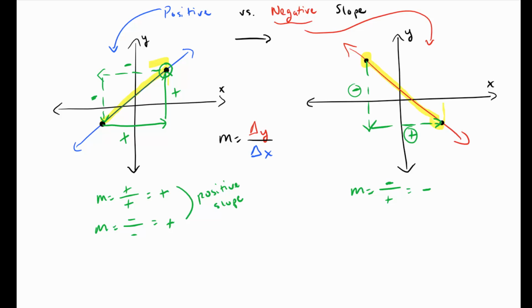Doing the same trick as before, if I start at the rightmost point and travel up, or in the positive direction, and then to the left, or in the negative direction, well then in this case, I'm going to get that the slope is a positive over a negative, which of course would still be negative. So either way, these two points are going to give me a negative slope.